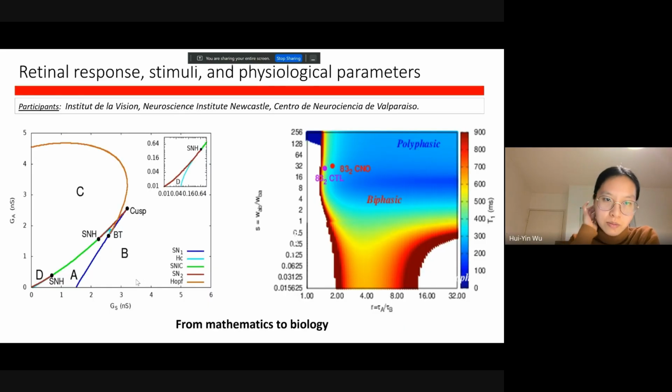And so here there are some diagrams that show, for example, the responses of starburst amacrine cells inside the eye, and how drugs that are used to stimulate these neurons would theoretically respond, how these neurons would respond. And so it's going from mathematics, these simulations that can inform experiments that can be done in biology.